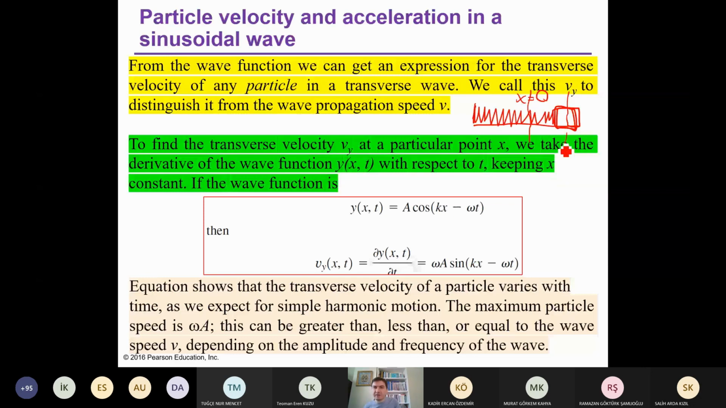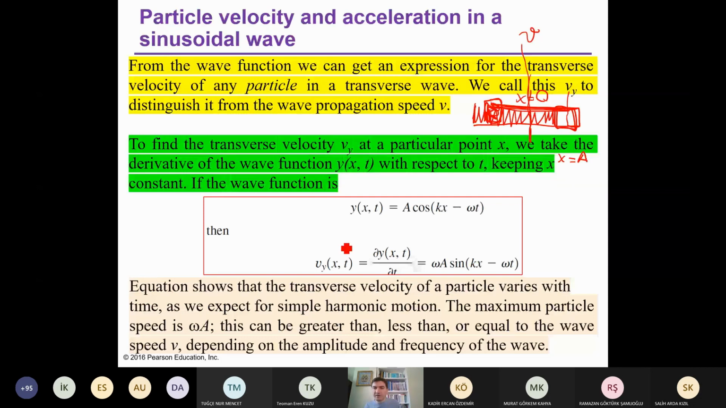And around the equilibrium, it has maximum speed, and around the maximum amplitudes, it has maximum force and maximum acceleration. We have discussed all these things. Speed and acceleration in periodic motion, in simple harmonic motion, we discussed during the last lecture. So the same mechanism also applies here. So let's consider a wave on a string.